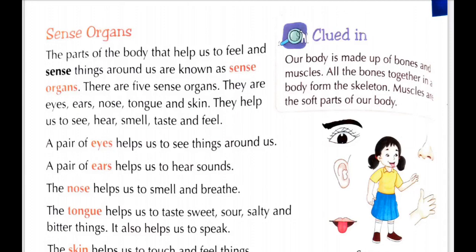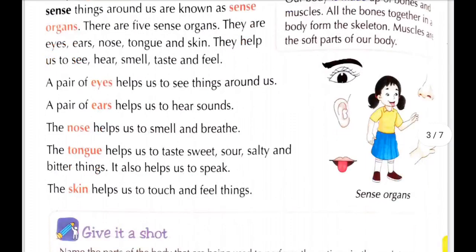The parts of the body that help us to feel and sense things around us are known as sense organs. There are 5 sense organs. They are eyes, ears, nose, tongue and skin. They help us to see, hear, smell, taste and feel. A pair of eyes helps us to see things around us. A pair of ears helps us to hear sounds.